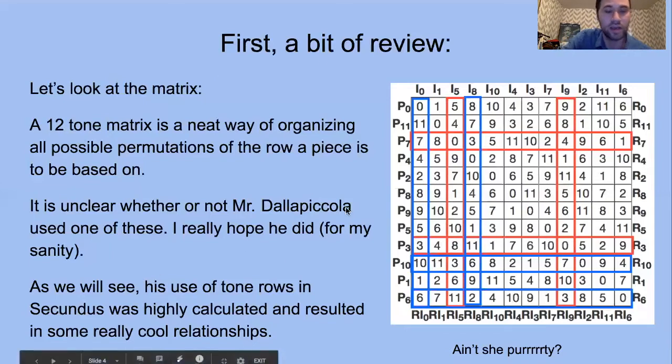So I want to say we will come to find through this presentation that Dallapiccola's use of tone rows was highly calculated, and I'm sure he did this because it resulted in some cool relationships and maybe a little bit of harmony and stuff.